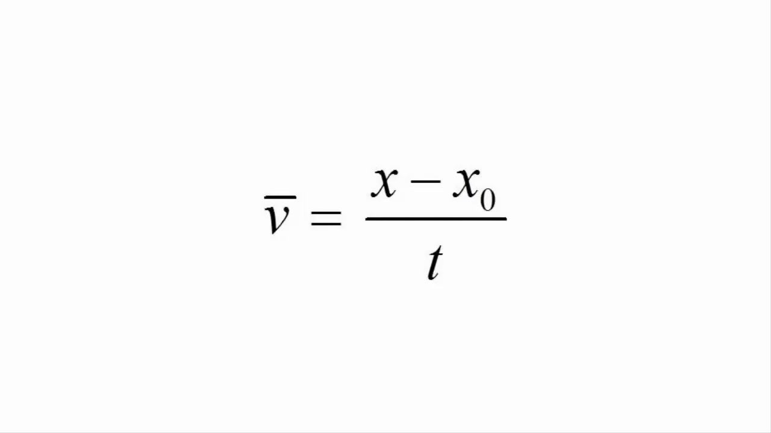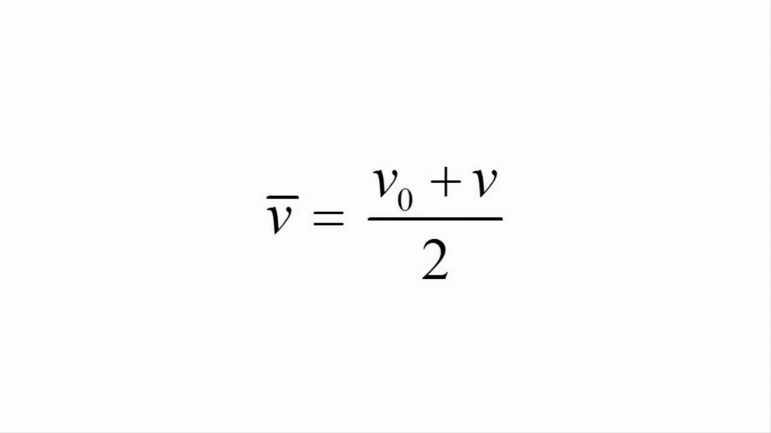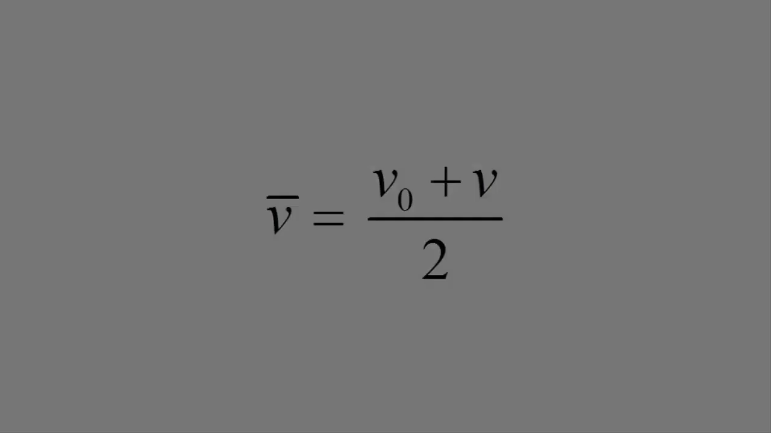We begin with the definition of average velocity, being the change in position with respect to time. This equation can be arranged or transposed to give an equation for the final displacement. The average velocity is the mean value between the initial velocity and the final velocity, and is calculated by taking the sum of the initial and final velocity divided by 2.